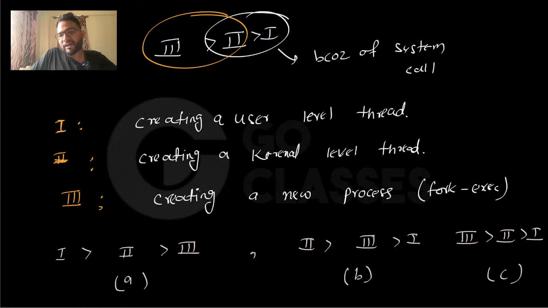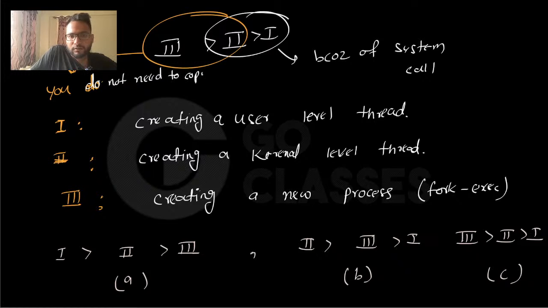Because with kernel level threads, you do not need to copy the entire address space. Maybe some things you need to copy, but you do not need to copy data and code, and many other things like open files. In the case of second, you do not need to copy these. In the case of third, you need to copy all of it. So that's why the third is costliest, then the second, and then the first. I hope you understood.